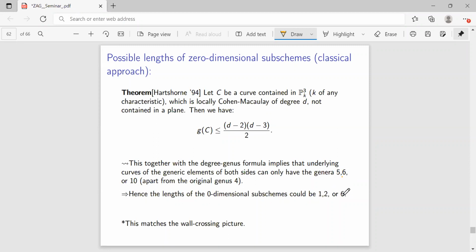These are basically the maximum genus minus the genus that we had. The maximum genus is 10, minus the genus 4. Basically, we already have this result by purely using the wall crossing, without using this result. For example, we don't have any curve with genus 7, 8, or 9.